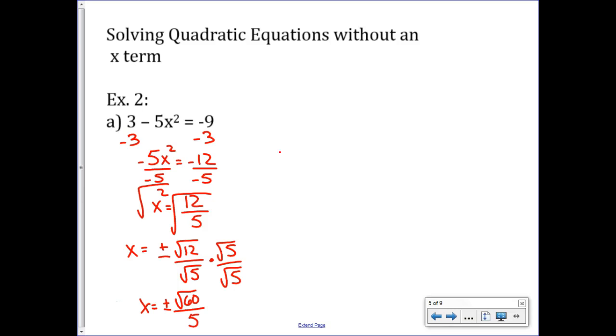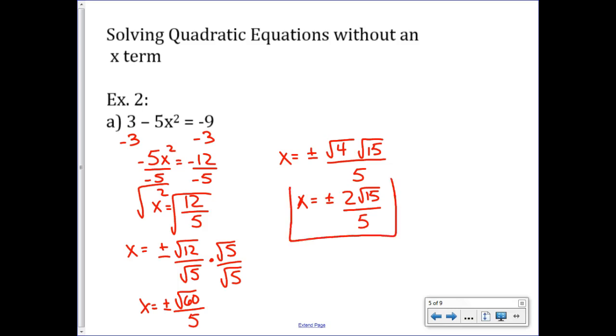We can take this even another step further and say in 60, my largest perfect square is 4, and 4 times 15 would give me 60, and then I still have 5 in the denominator. The square root of 4 then is 2, and I bring down the radical 15 and the 5 in the denominator. And that is your final answer.